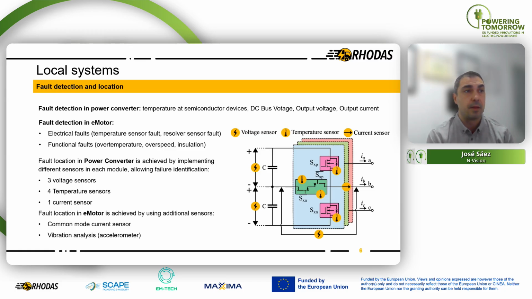In this case, we are addressing two main components of the integrated motor drive, especially the power converter, in which we are monitoring the temperature on the different semiconductor modules, especially in both silicon carbide and gallium nitride. We also monitor the DC bus voltage and the output voltage of the power converter, and of course the output current that is consumed by the motor.